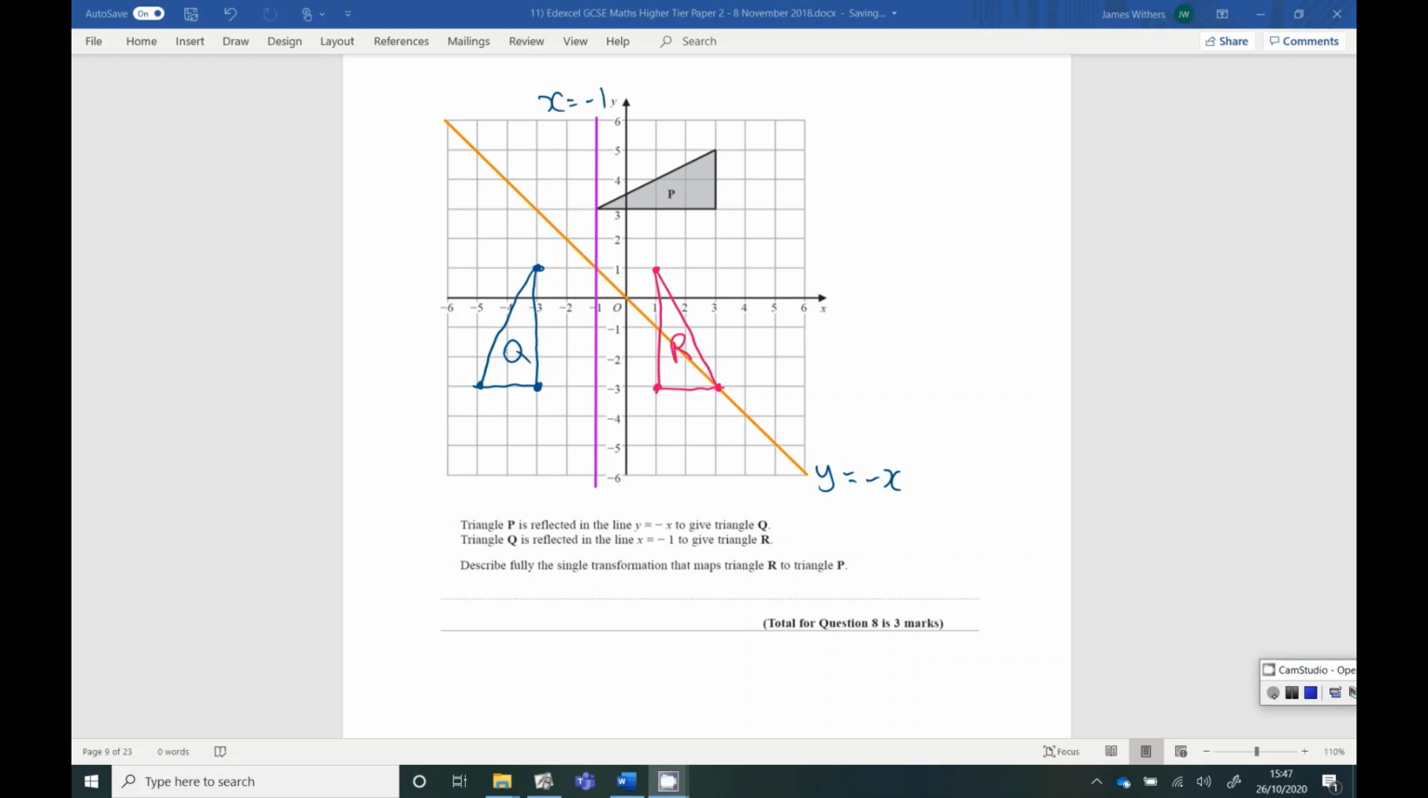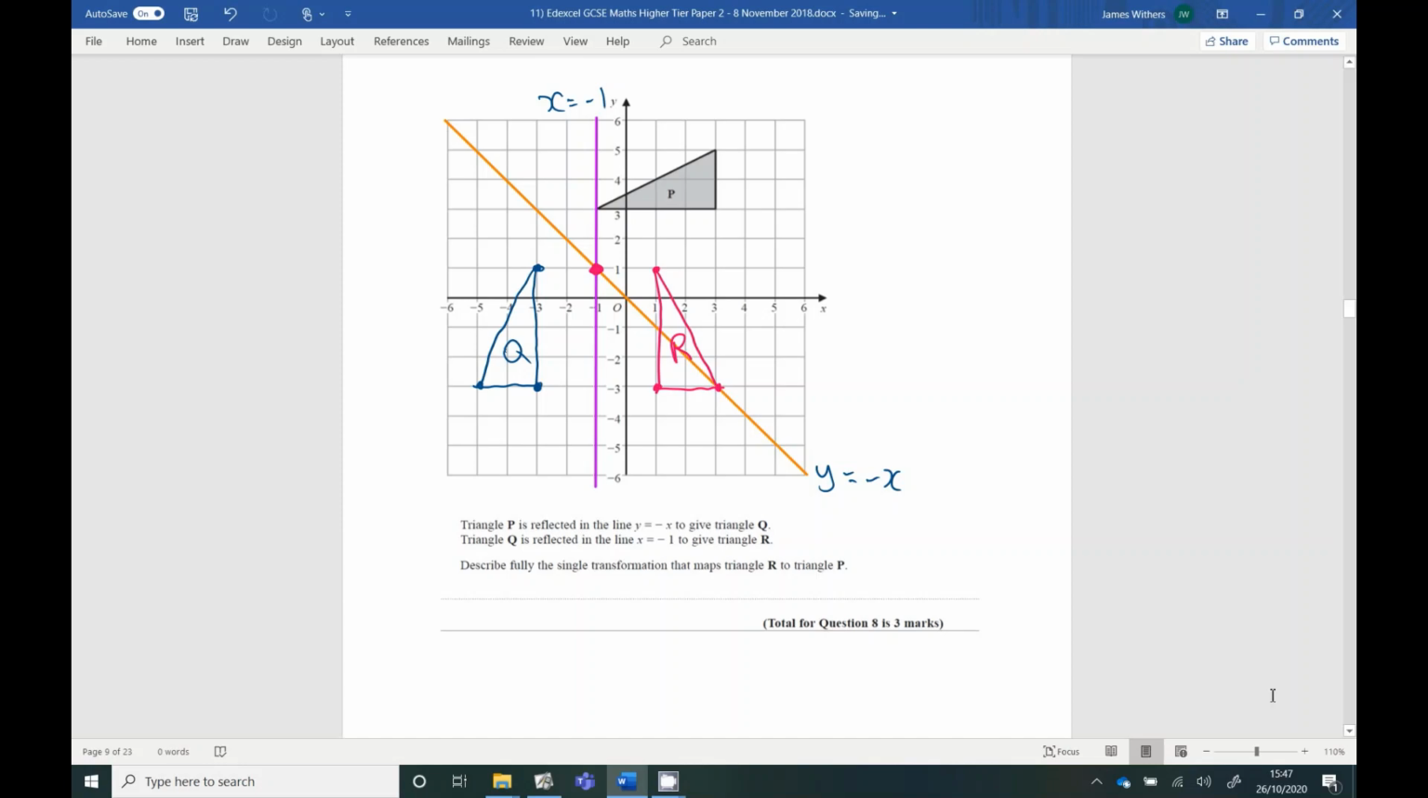Okay, now the question is actually asking us to describe fully the single transformation that maps triangle R on to triangle P. So R to P. Now it's a rotation. We can see it's rotating from R round to P. A little tip: the centre of rotation is always going to be where your 2 reflection lines have crossed. So our centre of rotation is going to be minus 1, 1.